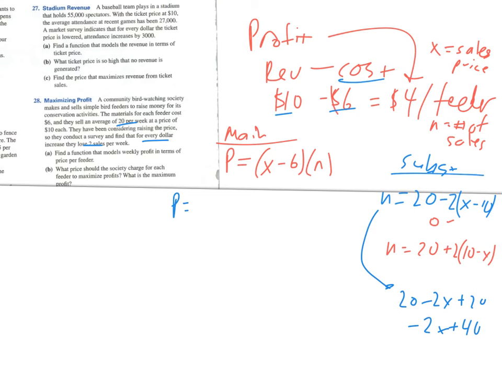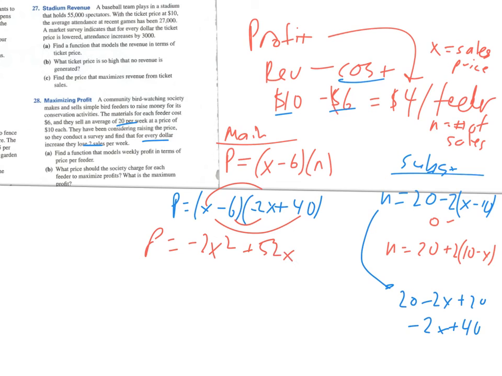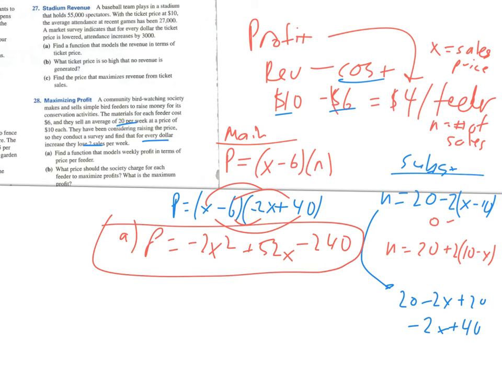So I'm going to plug that in here to my profit equation. So I have x minus 6 times negative 2x plus 40. I'm going to go ahead and simplify this, which is going to require a FOIL. So I got negative 2x squared, and then positive 40x and positive 12x gives me positive 52x, and then minus 240. And so that's my answer for part A.